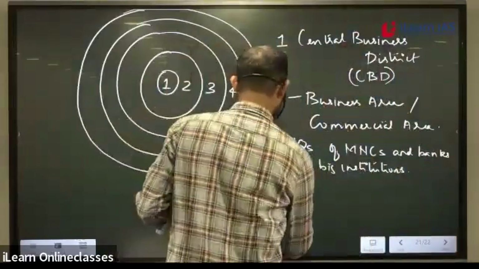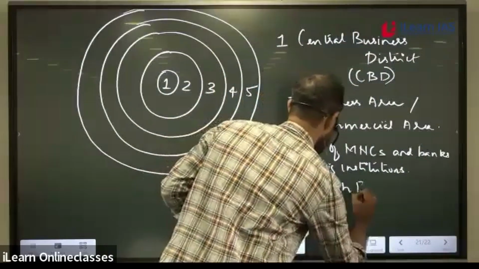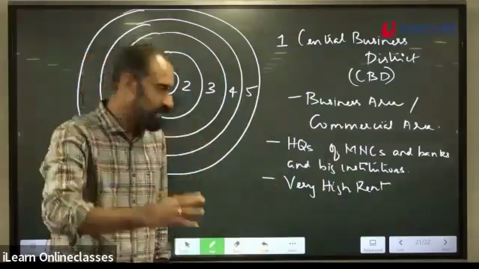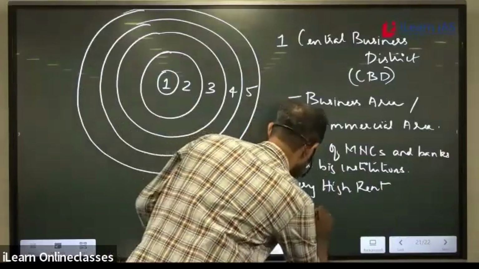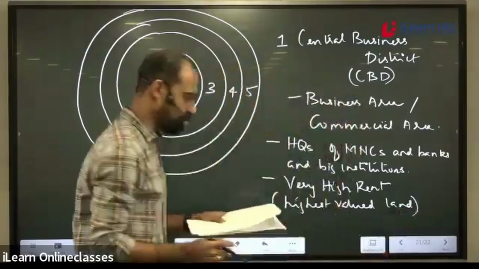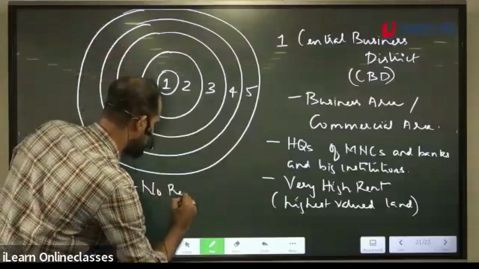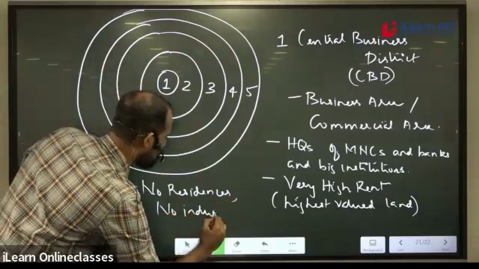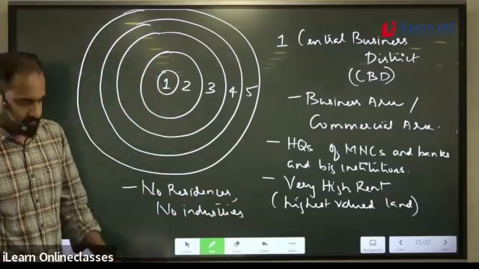Then what are the characteristics? There will be very high rent. The land has the highest value. In a city, the highest valued land will be located here. So in general, we say there are no residences and no industries in this part.